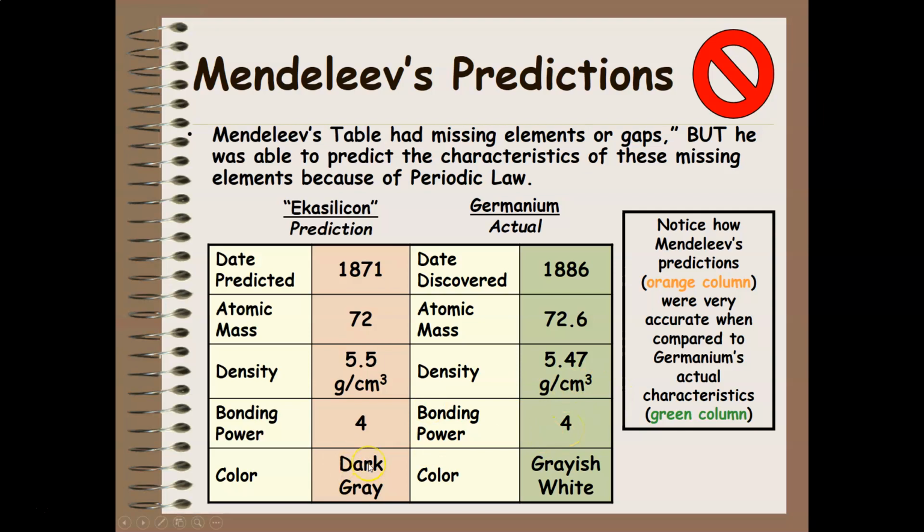He thought it would be a dark gray. Turns out it's a little bit lighter of a gray, more like a grayish white. And we call it germanium now. But considering the fact that in 1871 he was just guessing what this element would be like, that's pretty good guess.